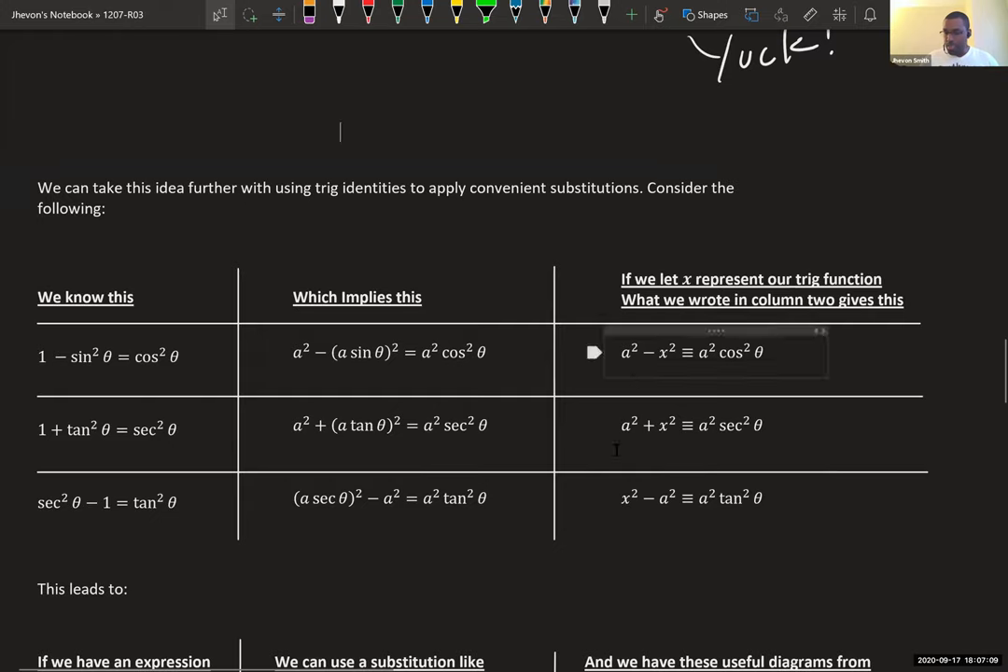So we have all of these identities. In other words, if I'm in a situation like this, where I have a constant squared minus something squared, I can think of that something as if it were a sine function.